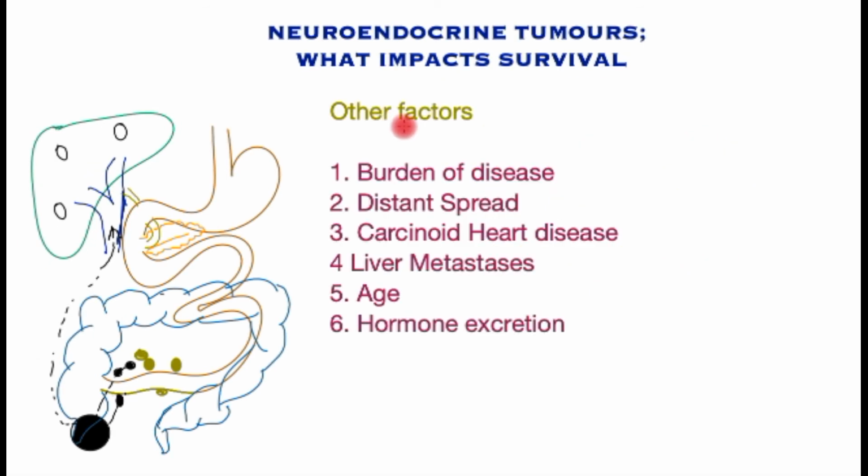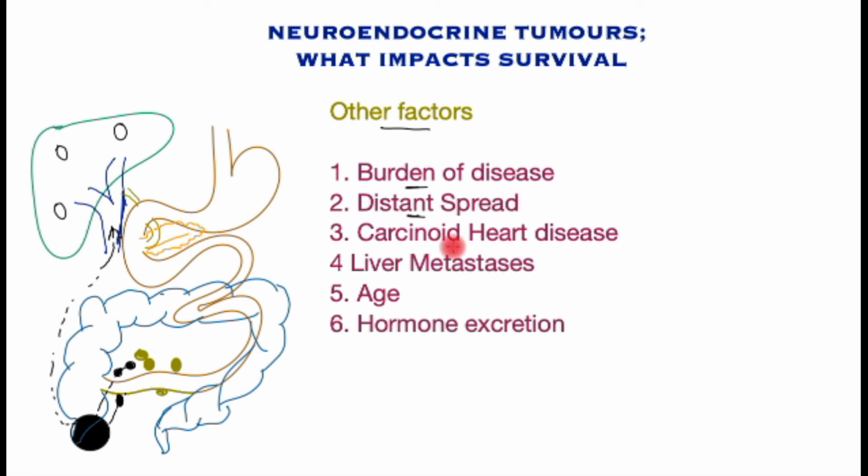So the other factors that impact outcome from neuroendocrine tumors include burden of the disease. The bigger the tumor, more the spread to the local lymph nodes or distant, then that is not a good sign. Spread outside of the normal confines of the tumor into the lymph nodes, towards the liver, to the lungs or bone is a poor prognostic mark.